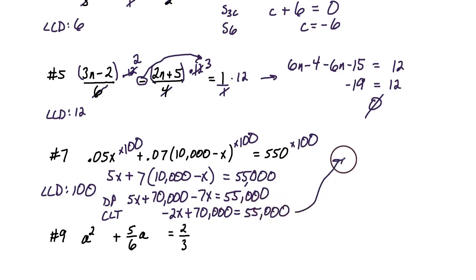Let's continue on in the space up here by subtracting 70,000 from both sides. We get negative 2x equals 55,000 subtract 70,000 is negative 15,000. Now divide both sides by negative 2 to get x alone. We get 7,500.